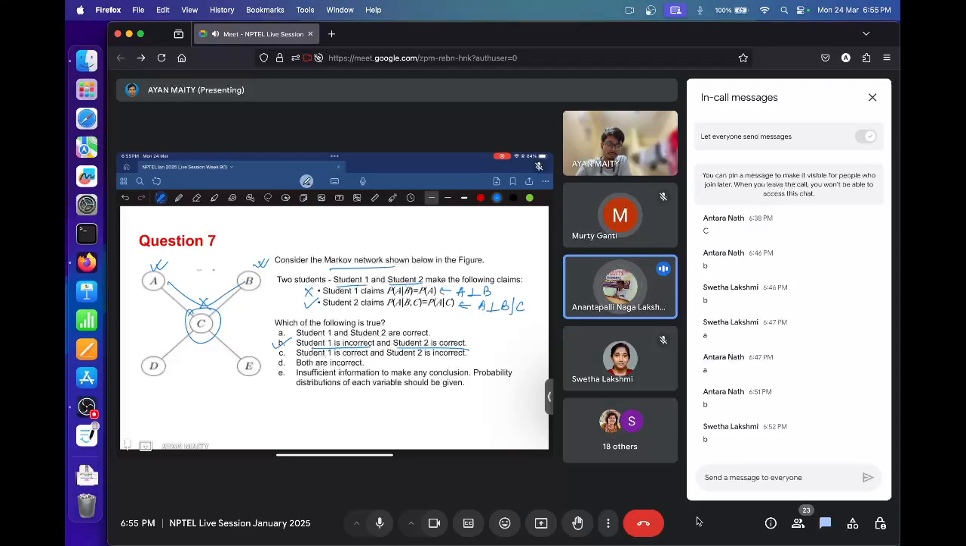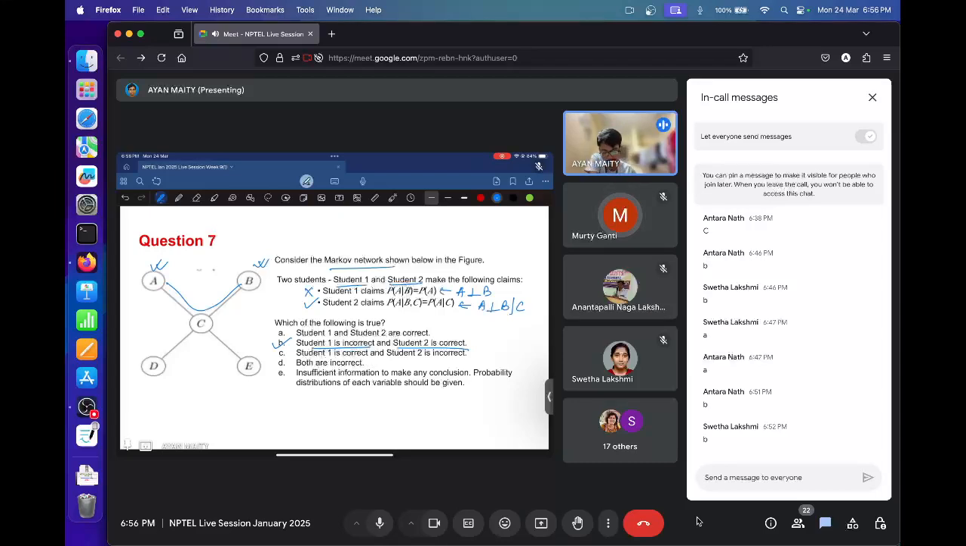Sir, excuse me, sir. Explain the first case, sir. Student 1's claim is that A and B are independent of each other. That's why probability of A given B equals probability of A, meaning A and B are independent of each other. For that we have to check whether there exists a path between A and B. So this path exists from A to B, isn't it? If there is a path from A to B, then A and B are dependent on each other. So they cannot be independent of each other. That's why first claim is incorrect.